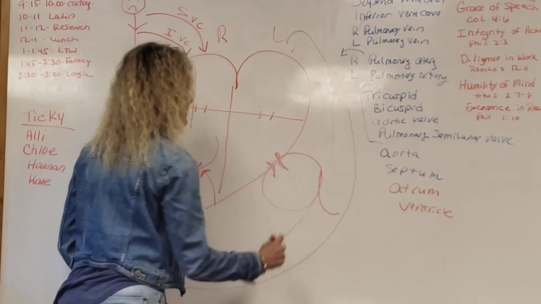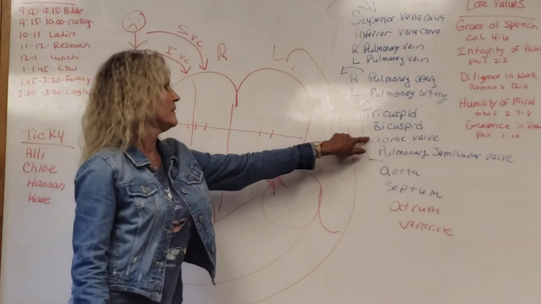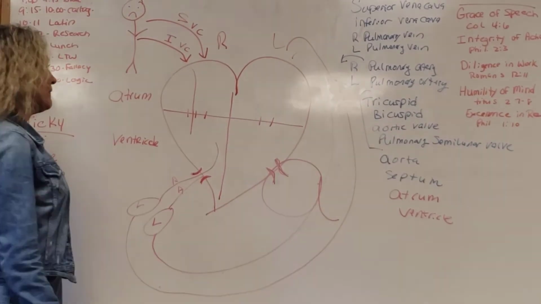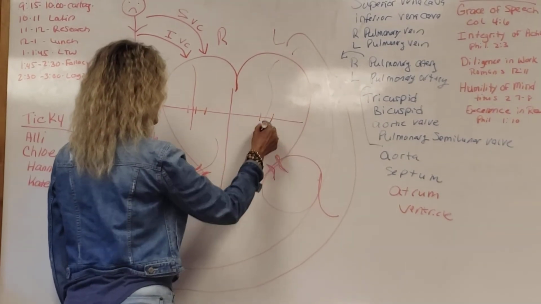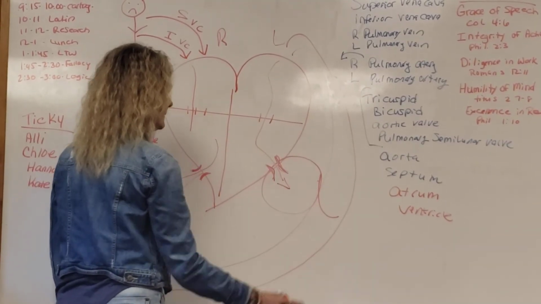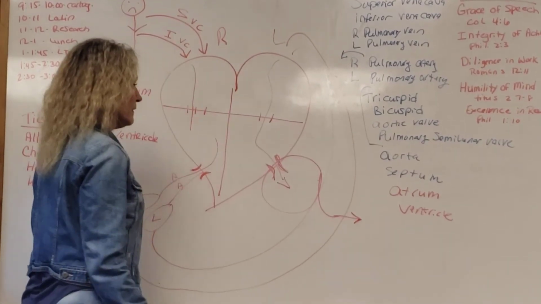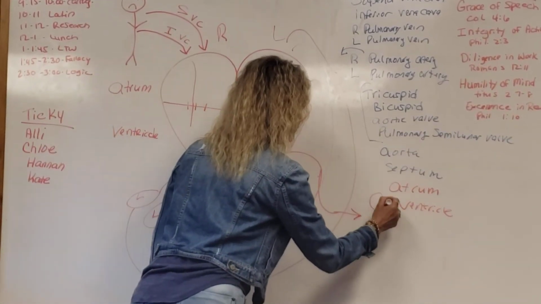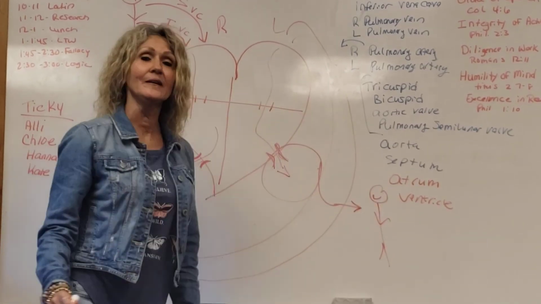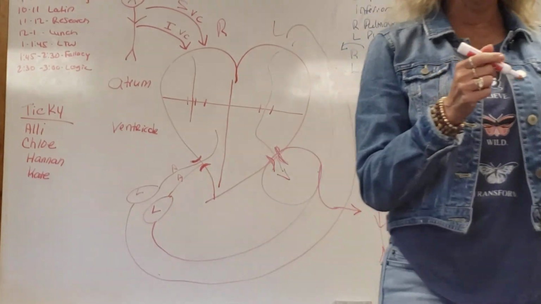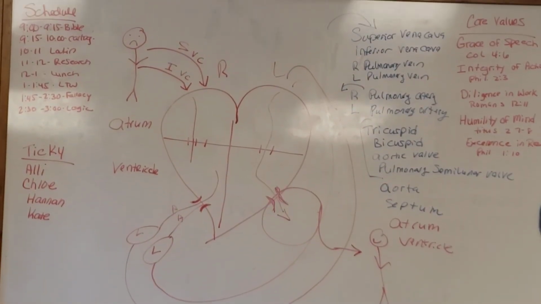What do you think the name of the valve is? The aortic valve. So the blood is going to be pumped through the aortic valve, and it's going to go out to the body, to the happy person who now has oxygen-rich blood. And that is how the heart works. Thank you.